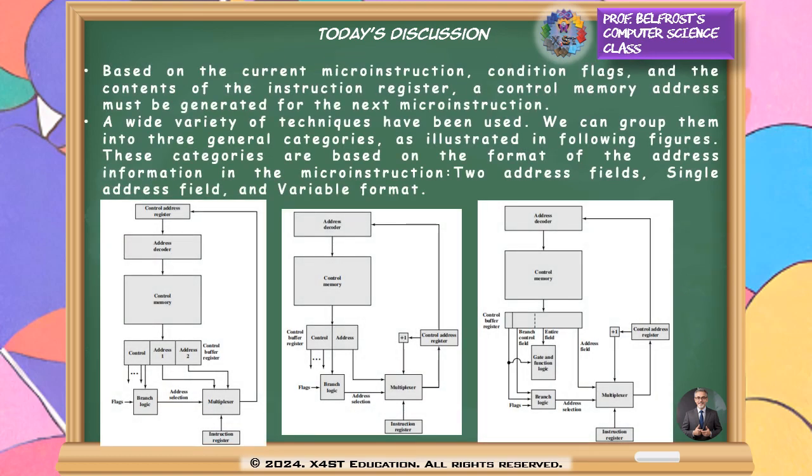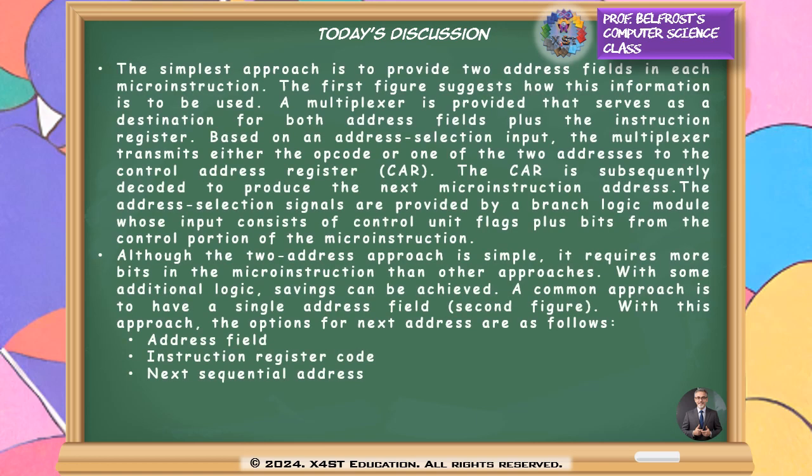Based on the current microinstruction, condition flags, and the content of the instruction register, a control memory address must be generated for the next microinstruction. So there are a wide variety of techniques that can be used. You can use two address fields, a single address field, and a variable format, as shown in figures A, B, C respectively. So the simplest approach is to provide two address fields in each microinstruction. A multiplexer is provided that serves as a destination for both address fields plus the instruction register.